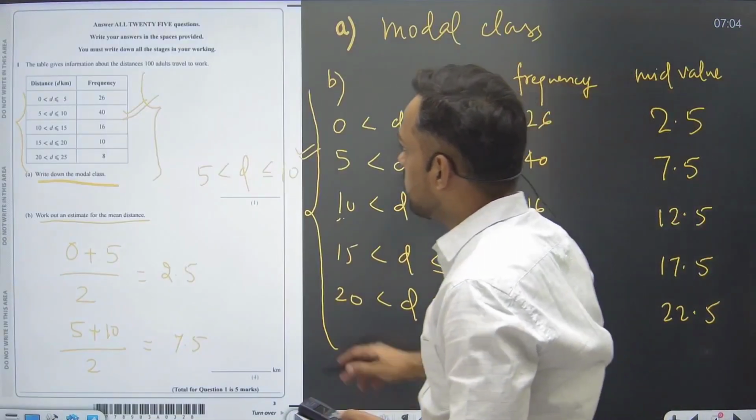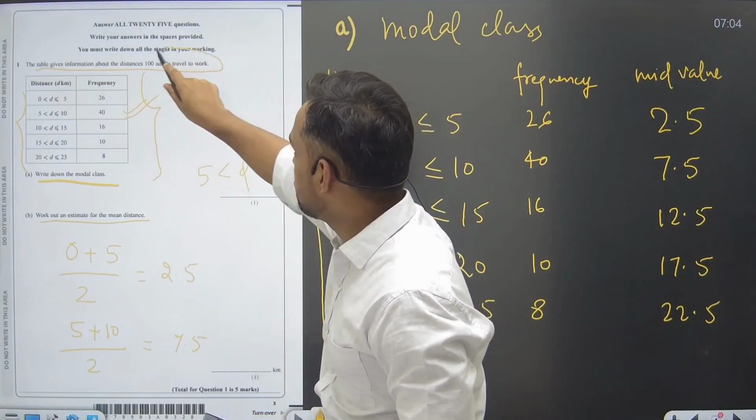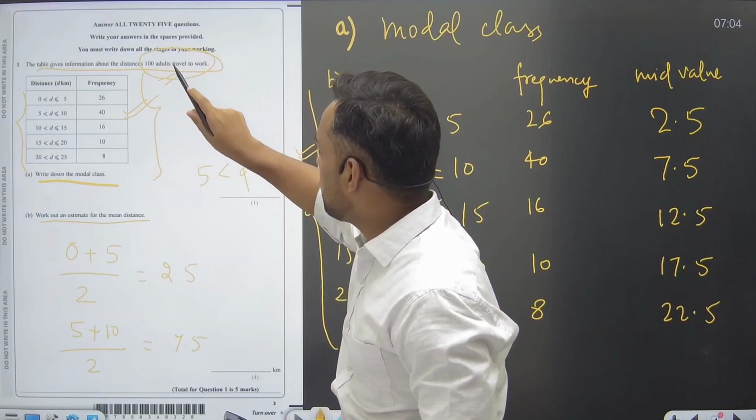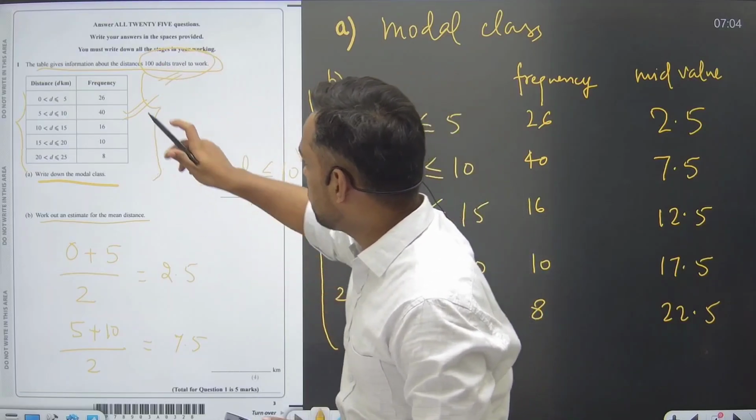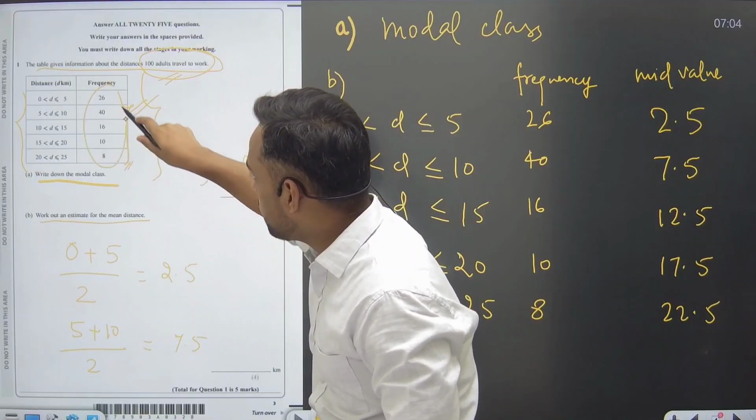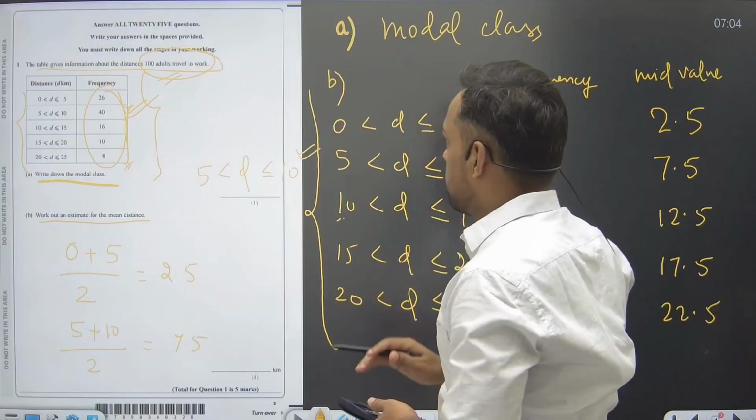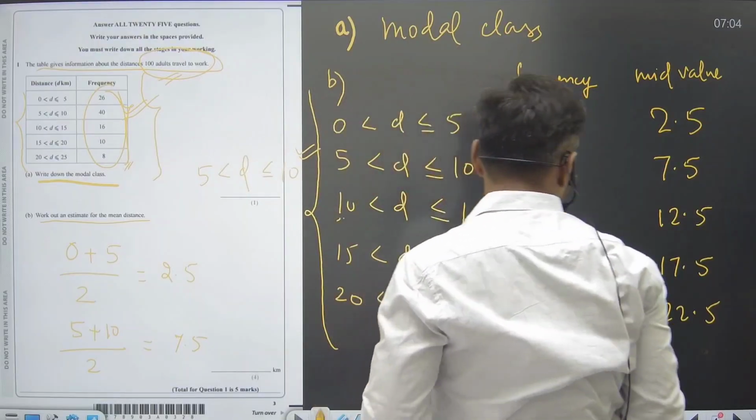Now this data is of 100 adults. Okay, it means the total sum of the frequency will be 100. If you have any doubt, you can add these particular numbers and you will get the total sum of the frequency. So the sum of the frequency is 100.